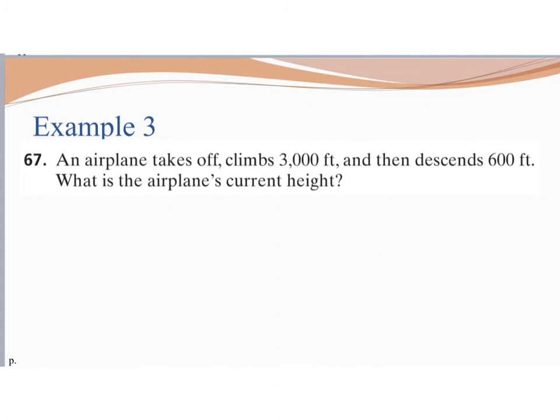For example 3, it says an airplane takes off, climbs 3,000 feet, then descends, which means drops, 600 feet. What is the airplane's current height? Okay, so our airplane is climbing 3,000 feet. So that's going to be a positive 3,000. Then it descends or drops, which is a subtraction. So it drops 600 feet.